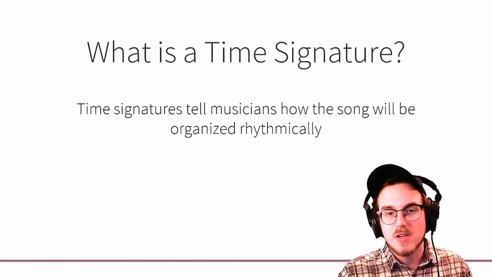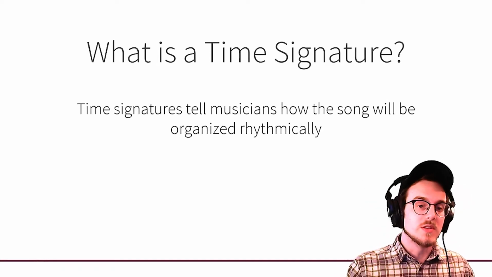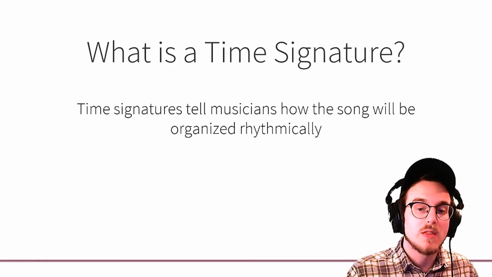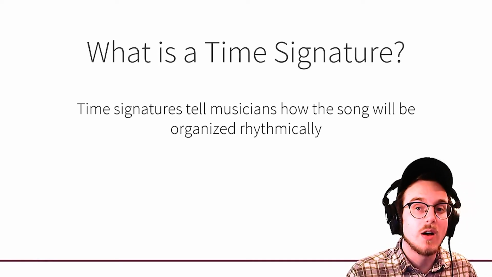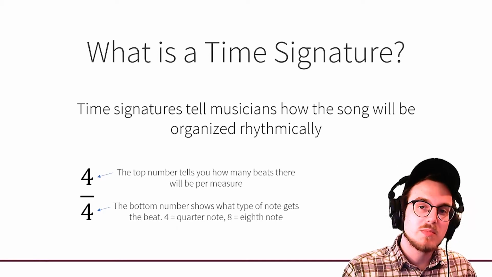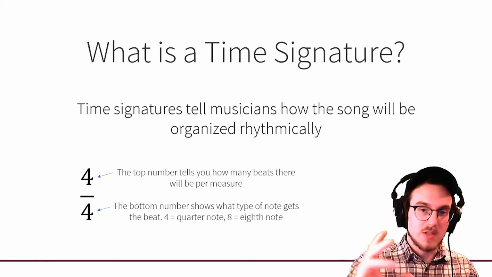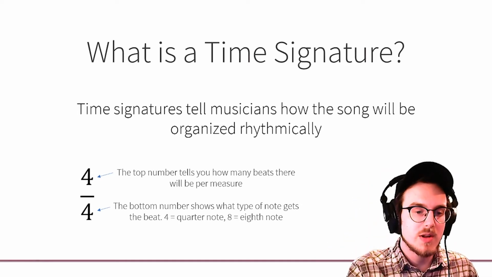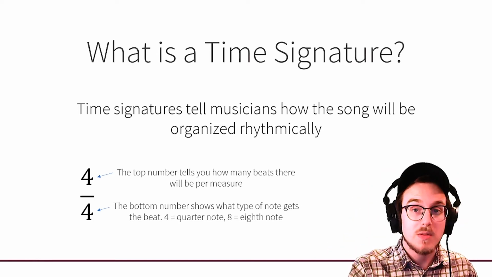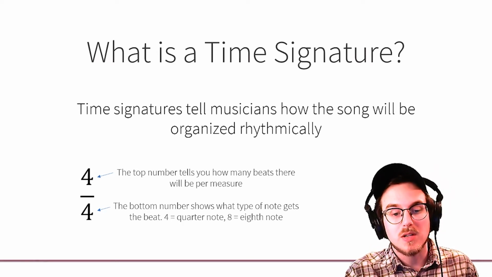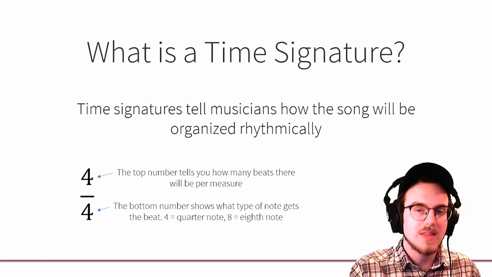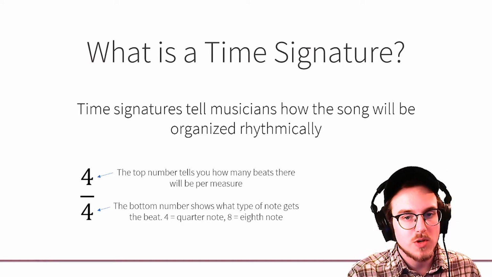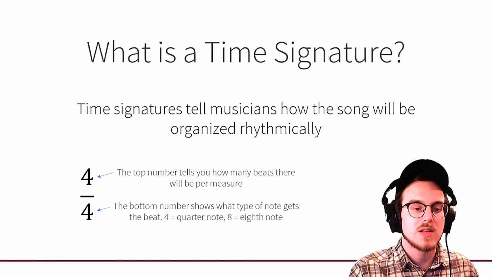A time signature is a piece of musical notation that is going to tell musicians what to expect from the rhythmic organization of a song. So the way that this is explained most of the time is that you'll see the top number and the bottom number, and everybody always says the top number is how many beats per measure and the bottom number is what type of note gets the beat. And that's true, but it misses a little bit of the nuance of this, which we're going to explain as we go through this lesson.